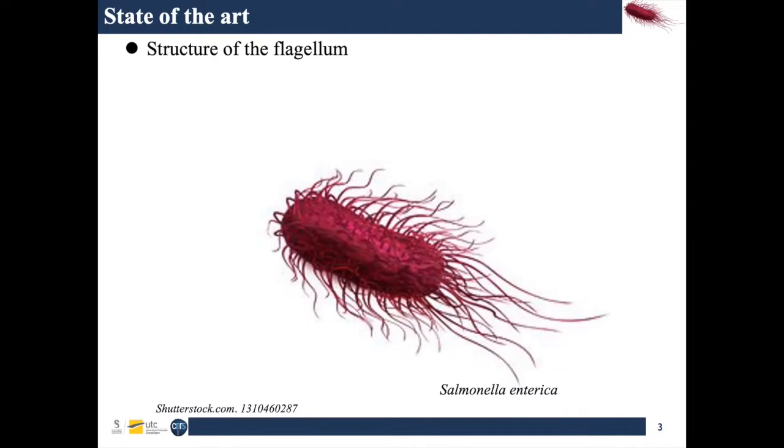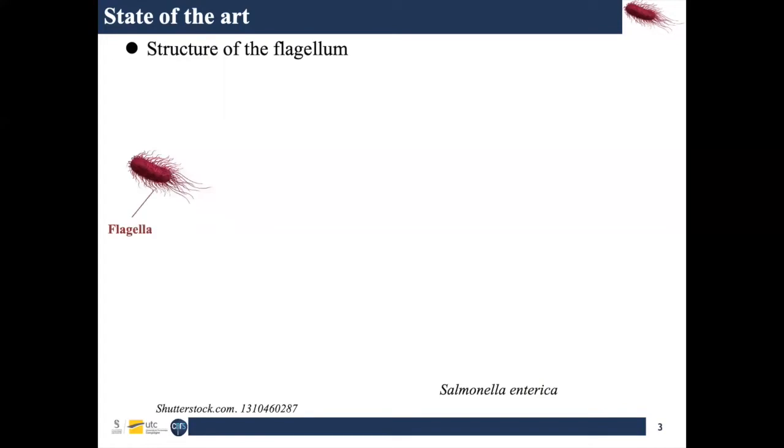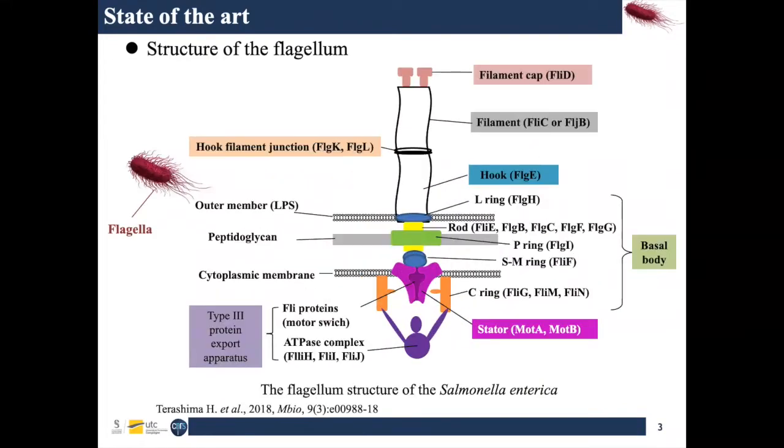As we can see, the structure of the membrane of Salmonella cells is full of flagella. And the flagellum is a unit of flagella. It's composed of a filament cap, a long helical filament, and several basal body rings, a hook filament junction, a hook, a type 3 protein export, and a stator unit.